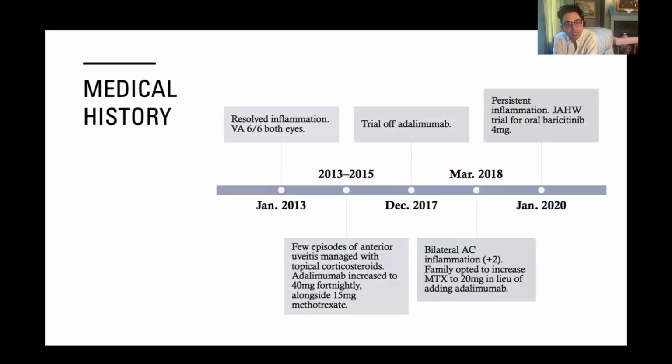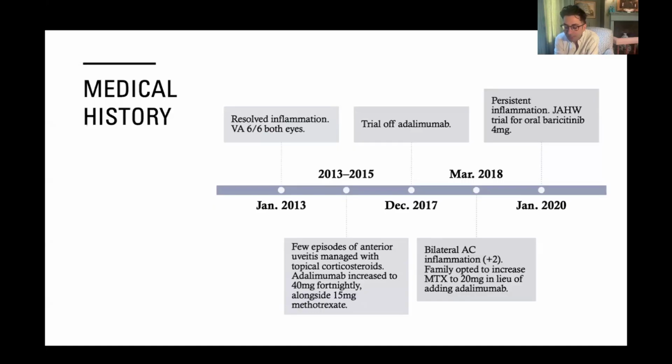Yet another timeline. We're now on to 2013. He's got no inflammation and really good vision in both eyes, 6 out of 6. Between 2013 and 2015, he had a few episodes of anterior uveitis, which were managed with topical corticosteroids. His adalimumab was increased to 40 milligrams fortnightly. The methotrexate was increased to 15 milligrams. He had a trial off adalimumab in 2017, and then presented a little bit later with, again, bilateral inflammation.